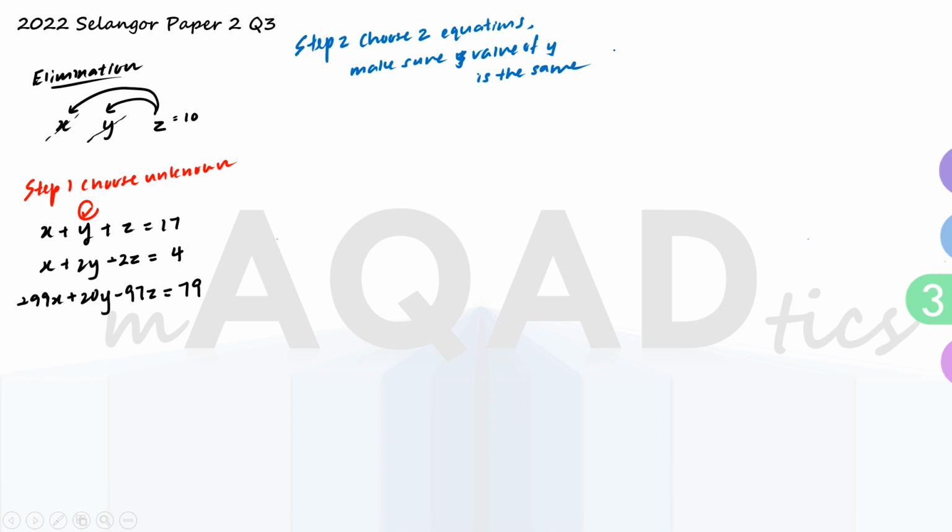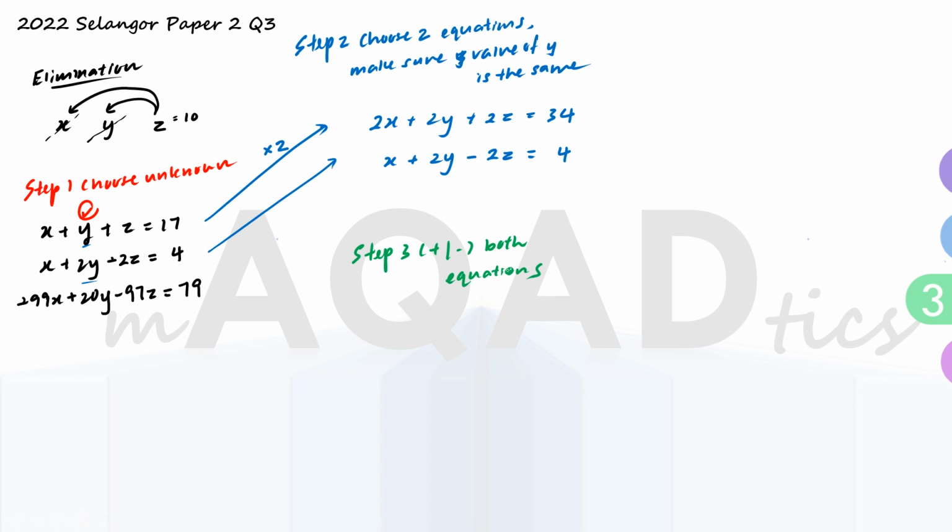Step 2, we need to choose 2 equations, make sure the value of y is the same. So let's say I choose these 2 equations, but the value of y is different. So for this first equation, I need to multiply 2. And the reason why we need to do this is because step 3, we can either plus or minus both equations together to eliminate the y. So since the y's have the same sign, which is both positive, so I can deduct these 2 equations together. As you can see, the y disappears.